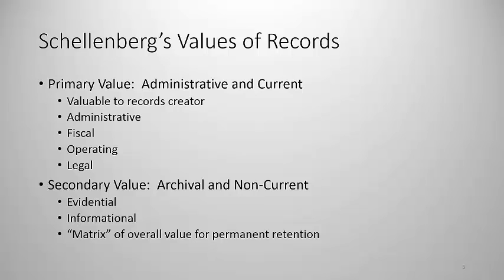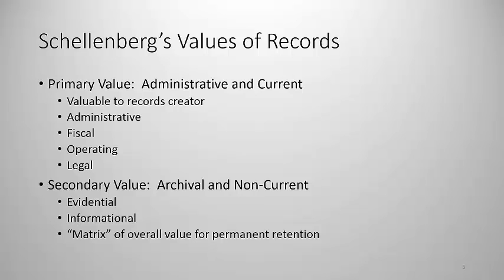Your own fiscal records, for example, are current for the first year, and then the federal government demands that you retain those records for 7 years after you have submitted your taxes. There are operating records that have primary value to the creator and the administrator who uses them, and of course there are legal values to records in current records.